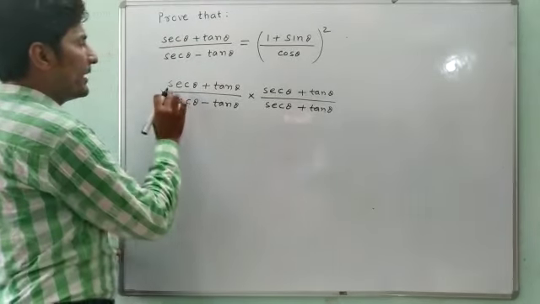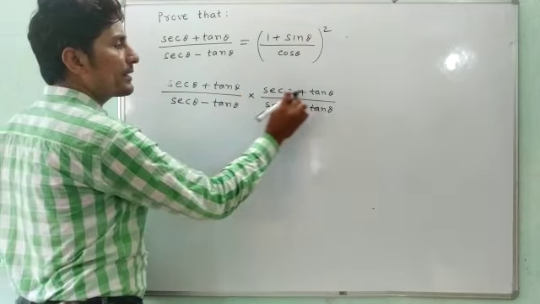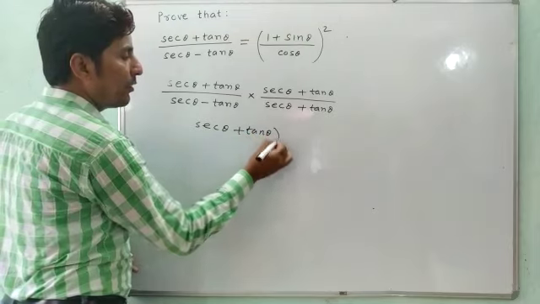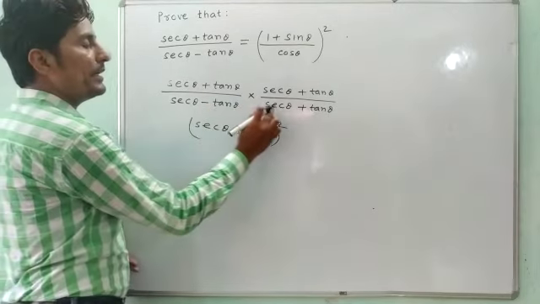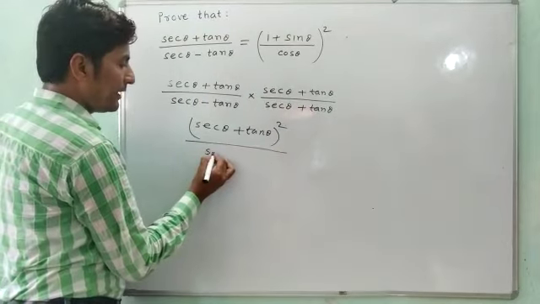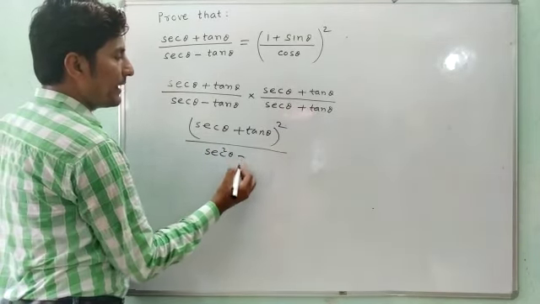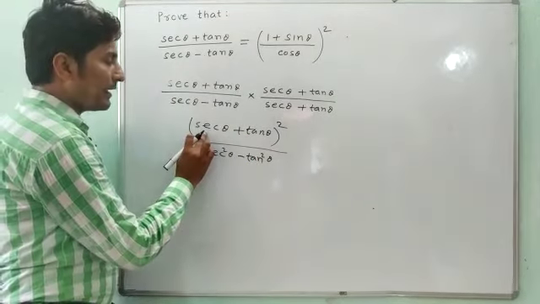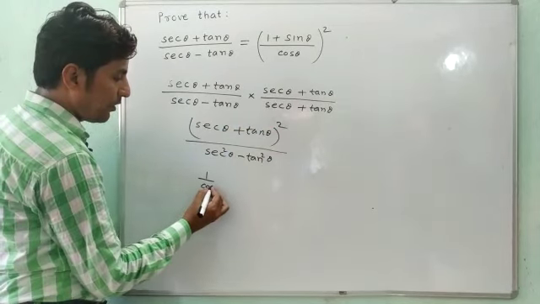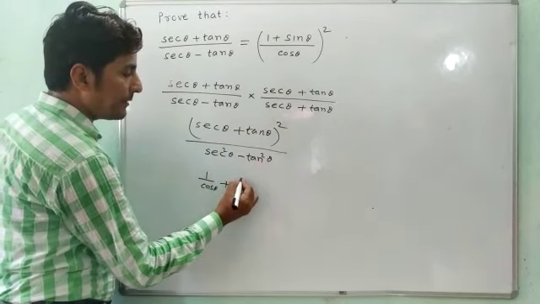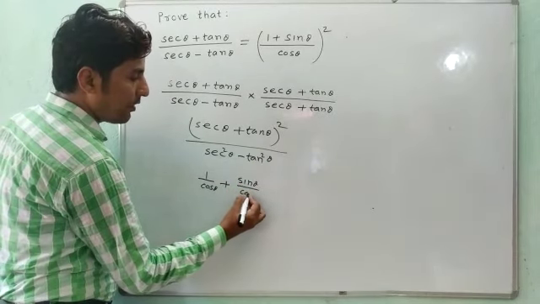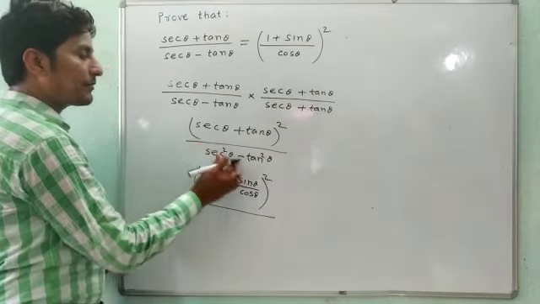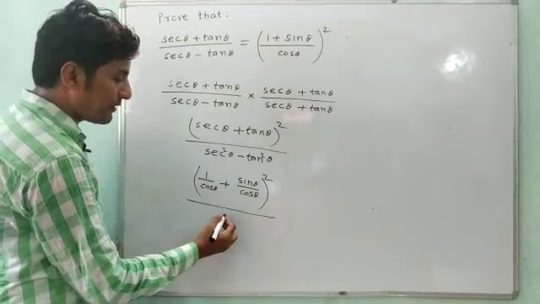So let us see what will happen. Here we are having sec theta plus tan theta, sec theta plus tan theta. So we can write here sec theta plus tan theta whole square. Now here a minus b, a plus b. So we can write a square means sec square theta minus b square means tan square theta. Now sec theta can be written as 1 upon cos theta, plus tan theta can be written as sin theta upon cos theta. Whole square is there, so we can write whole square divided by sec square theta minus tan square theta. Again this will be equals to 1.